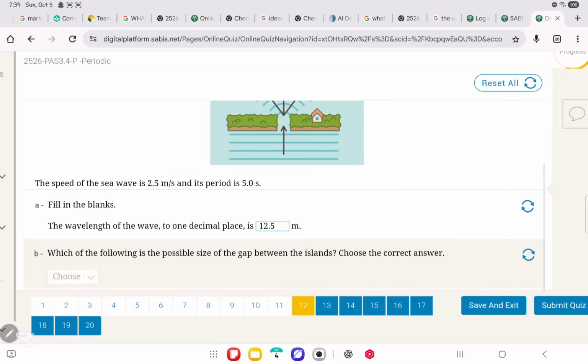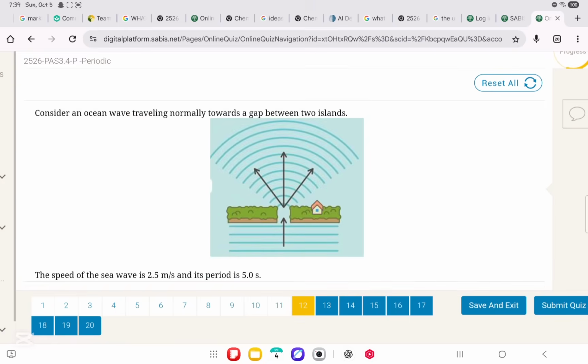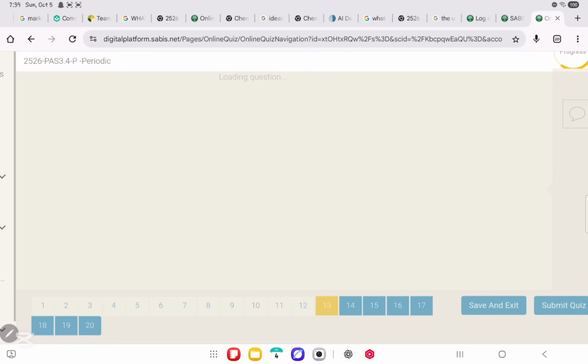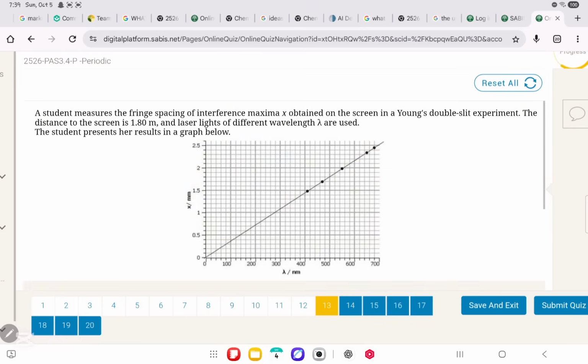Now, which of the following is the possible size of the gap between the islands? As you can see, it's achieving almost maximal diffraction. And we said to achieve that, the size of the gap needs to be equal to what? Needs to be equal to the wavelength. So you choose the closest value to the wavelength, which in this scenario is 15 meters. We move on to question number 13.